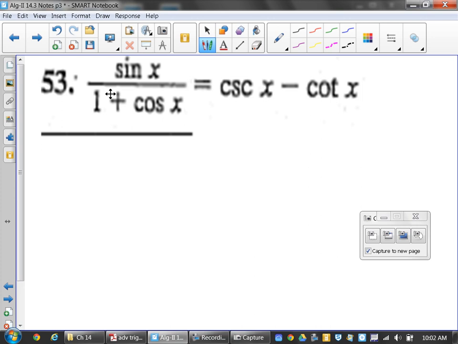So you wind up multiplying top and bottom by its conjugate. Because when you multiply by a conjugate, you're just multiplying by a factor of 1, and you're just changing the look of it. Your denominator now becomes a difference of squares, but with trig functions. So your difference of squares in this case becomes 1 minus cosine squared.